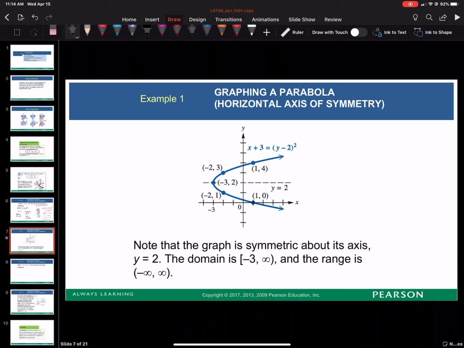So just like we found out, our domain is negative 3 to infinity, and our range is negative infinity to infinity. So take a minute and look over this graph and make sure you can replicate this. You can actually make this graph.